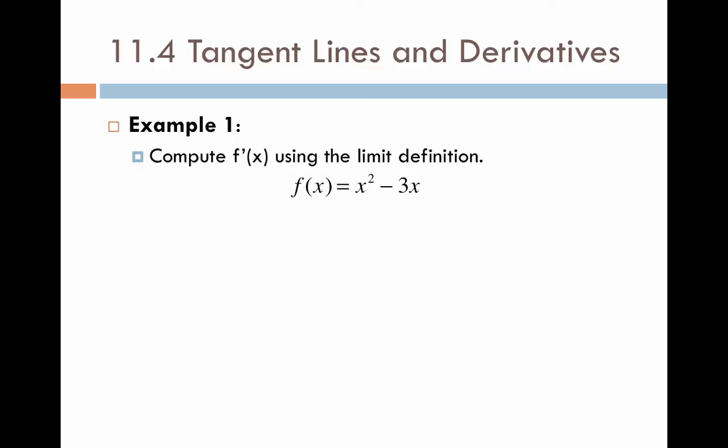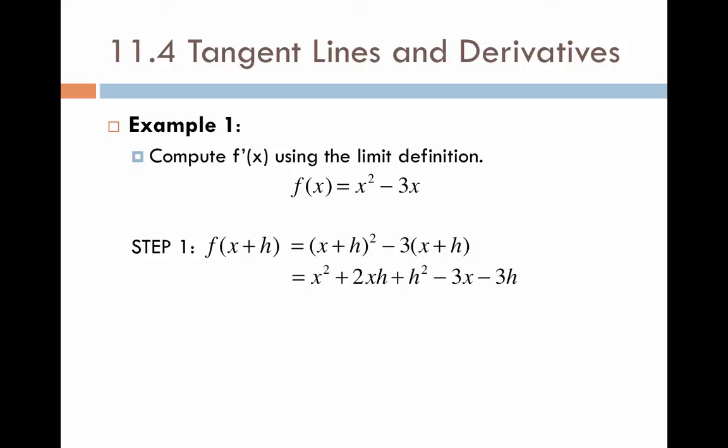Example 1, compute f prime of x using the limit definition. So we want to find the derivative of that function. So the first step is to find f of x plus h. So you plug in x plus h everywhere there was an x. Now the first term, x plus h squared, you can expand that, and the second term you can distribute the negative 3 through. This is what you get.